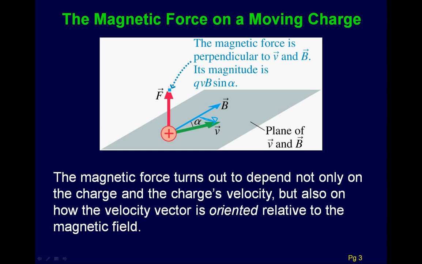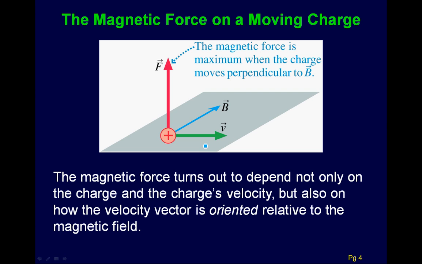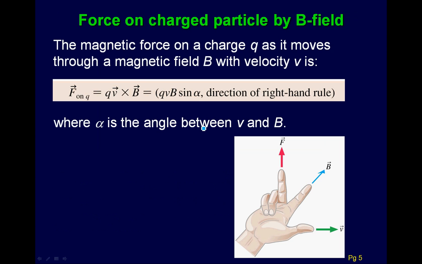You'll note here that the force, F, is perpendicular to the plane that the B field and the velocity make. And we find that the biggest force you can have is when the velocity is completely 90 degrees to the B field. In equation form, this is called the cross product. This is the magnitude of our force: the charge of the particle, the velocity, the B field, and alpha is the angle between the velocity and the B field.